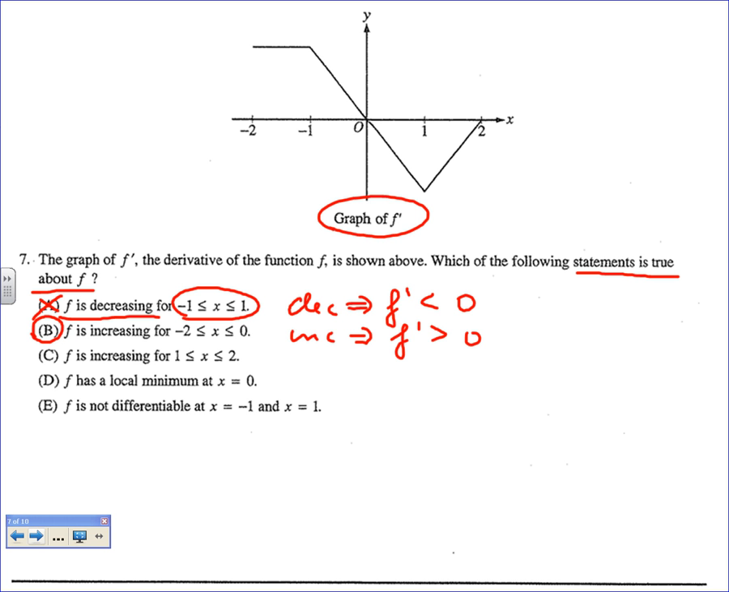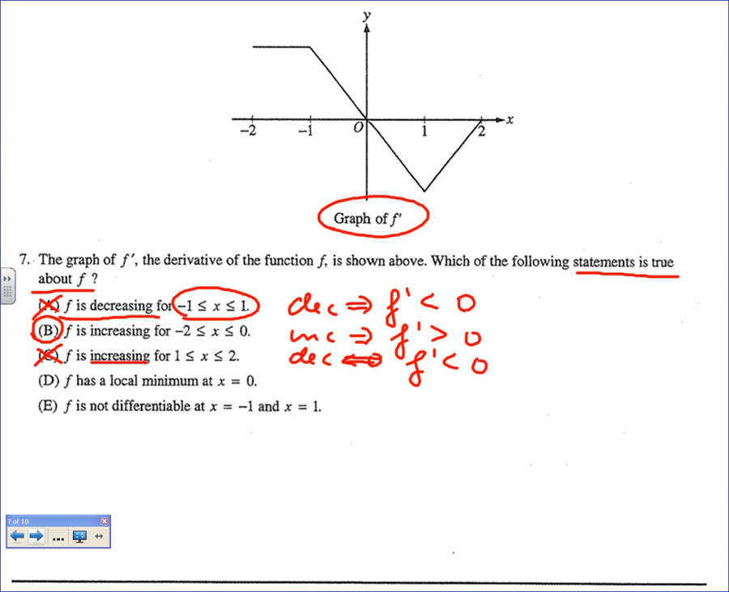If we want to just consider quickly the others, think about C. It says it's increasing from 1 to 2, but wait a minute. The derivative is less than 0 here. It can't increase, right? Those are in conflict. If it's increasing, it has to have a positive derivative. Decreasing means the derivative is less than 0.